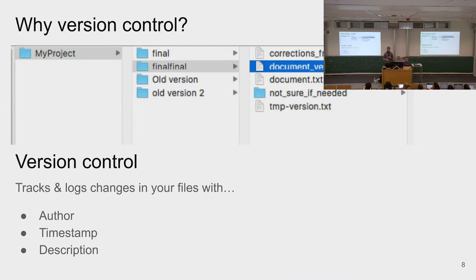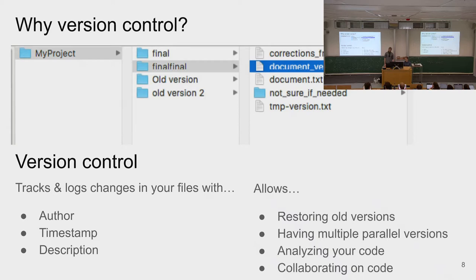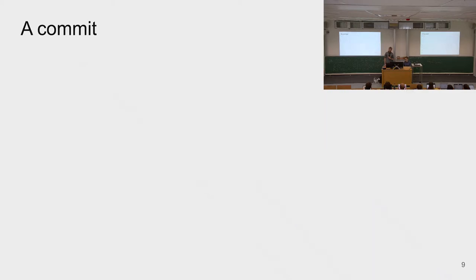Whenever you commit something, you save the state of your code right now, and it saves the author, which is you, or other authors if you work with multiple people, the timestamp of when you did it, and a description which you have to manually provide. With Git, you can restore old versions at any point in time. You can have multiple versions in parallel if you're working on multiple features of the same project, you can analyze your code and compare it with the old versions, and you can collaborate on code with other people.